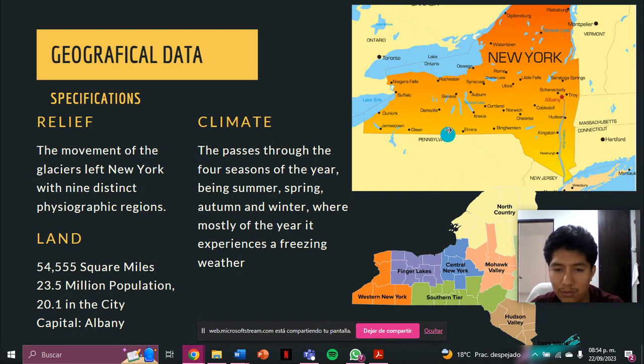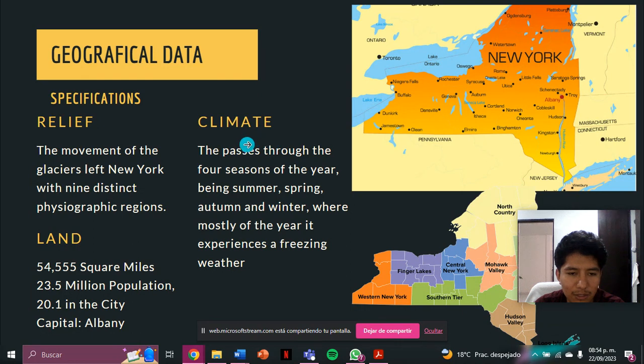To the northeast we have the Adirondack upland. Sorry about that. It is characterized by the highest mountains in the state, reaching 5,344 feet.